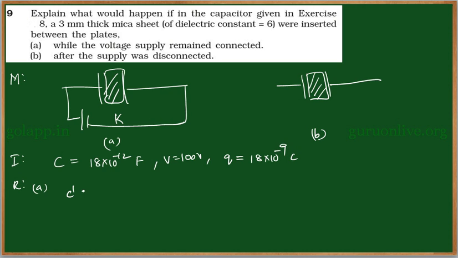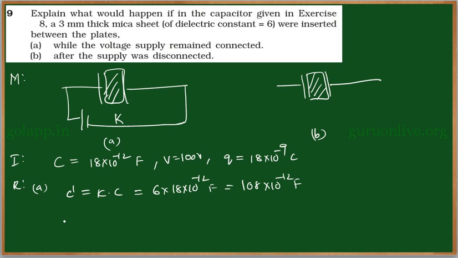So C dash is equal to, because we have kept a dielectric material between those two plates, that new capacitance achieved by the capacitor can be written as C dash, that is equal to K into C, that is equal to 6 into 18 into 10 to the power of minus 12 farads. It is equal to 108 into 10 to the power of minus 12 farads. So this much capacitance it will attain after putting dielectric material between the plates.